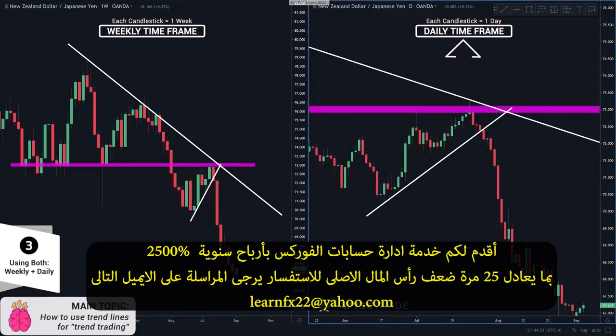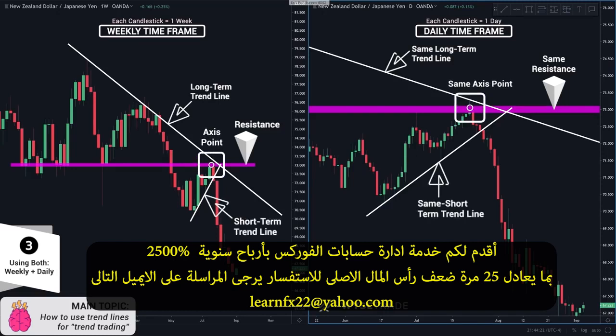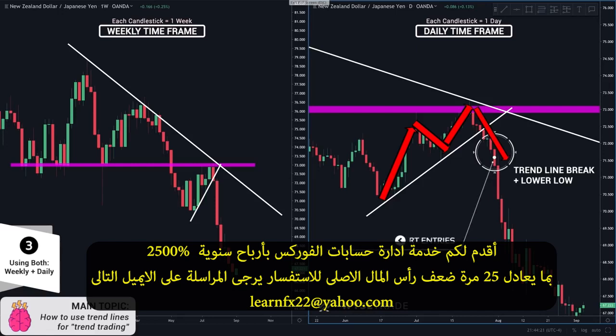Now, here in the daily time frame, this is your same trend line from the weekly, the same resistance level from the weekly, the same access point from the weekly, and the same uptrend and trend line from the weekly. So here is your moving uptrend where you have a run, a pullback, a run before you had your break of the trend line and a lower low. And you can start looking for trade entries short through a breakout or intraday entry.